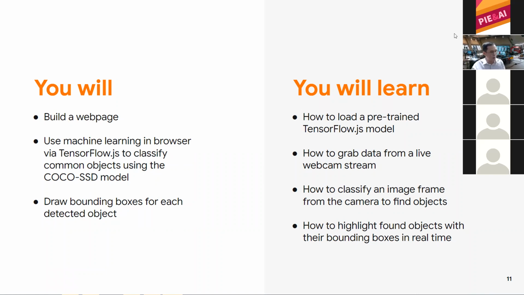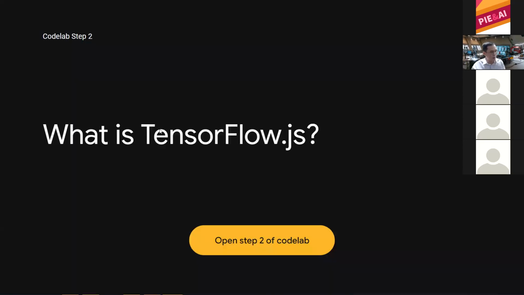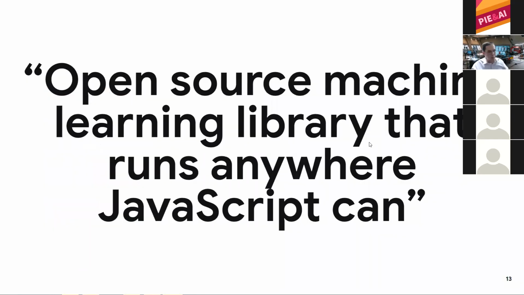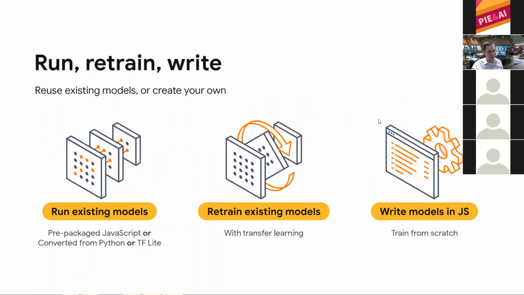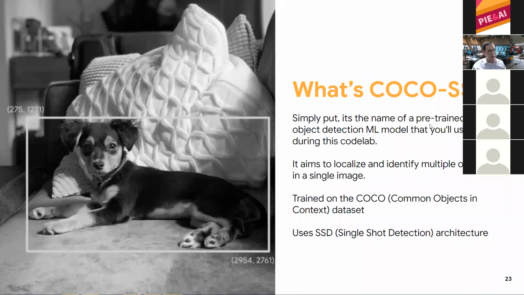Okay, this is TensorFlow. I will just skip this because I've done the introduction. So, some of the more details. What is Coco SSD? It's the name of a pre-trained object detection machine learning model that you'll use during this code lab. It can detect up to 90 common objects like phones, water bottles, right? And it uses the SSD, single shot detection, architecture of deep learning.